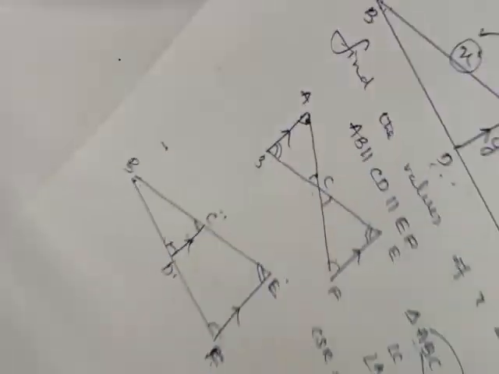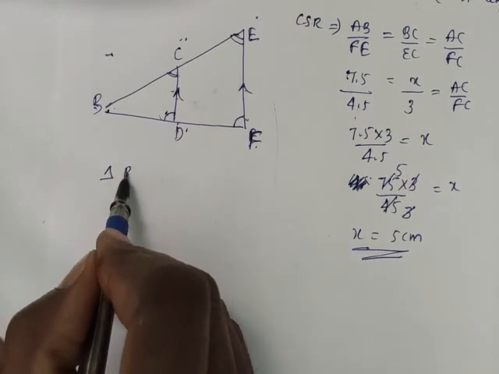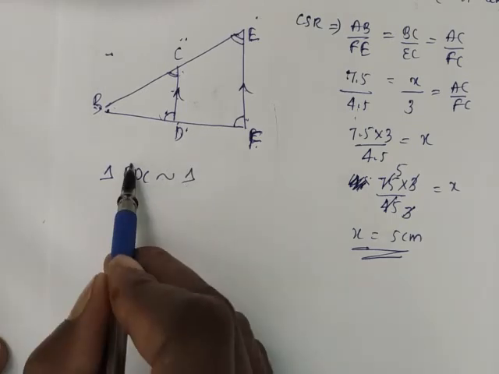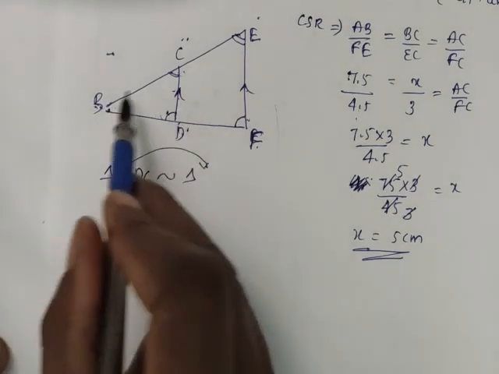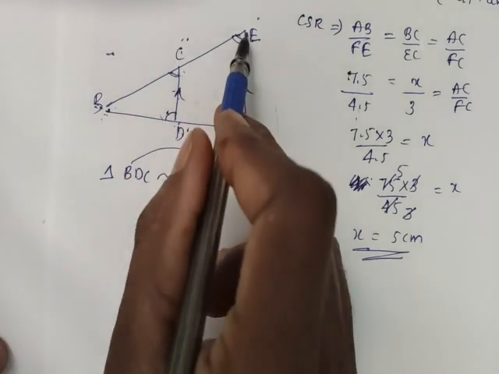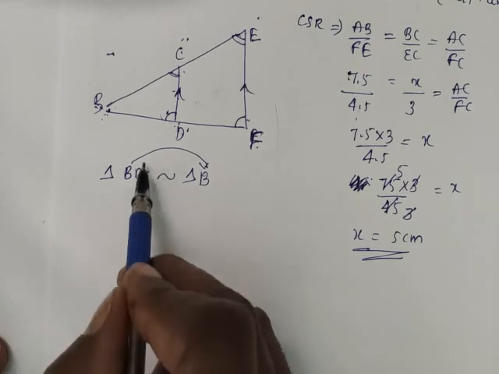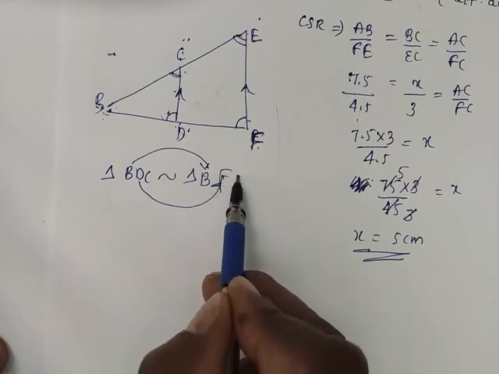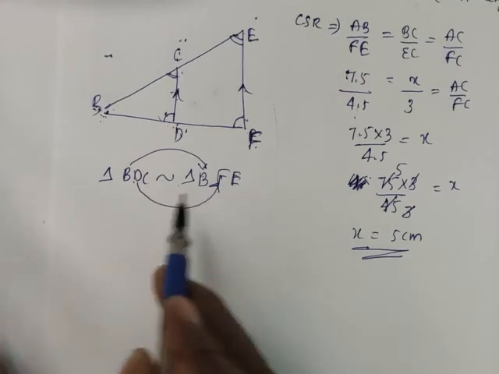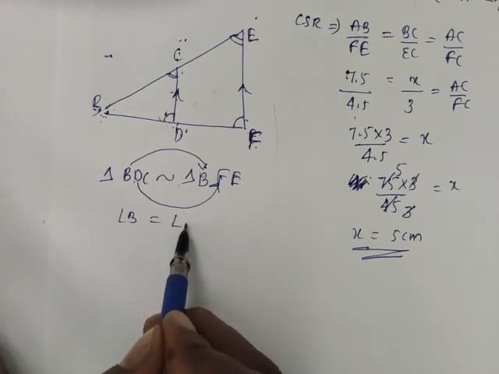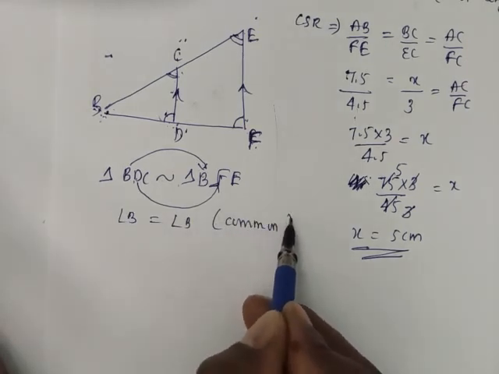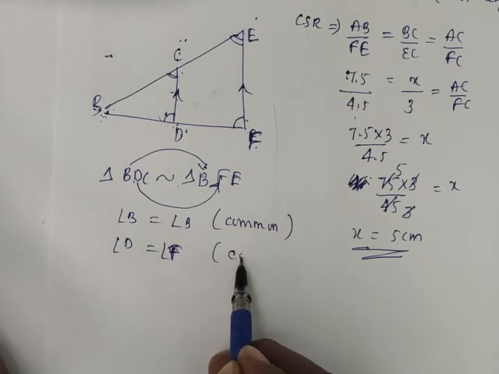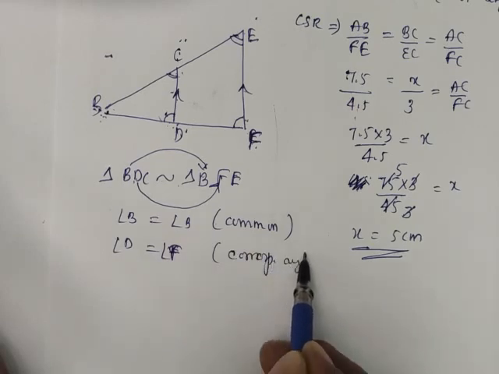Let us write the names of the triangles here. Triangle BDC is similar to triangle. Before writing the name, first make sure: B equal to what? Triangle BDC has B, triangle BFE also has B, so B repeats, common. Next, D, what angle should come? This D equals F, so F should come. Then the last is E. So triangle BDC is similar to triangle BFE. Why? Angle B equals angle B, common angles, and angle D equals angle F, these two by corresponding angles.